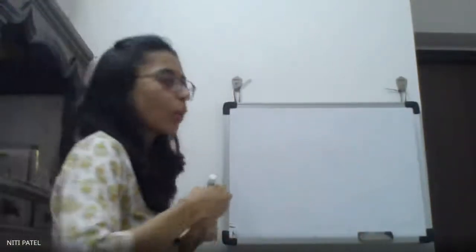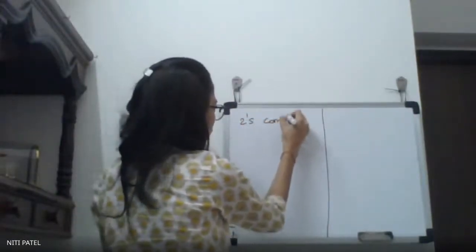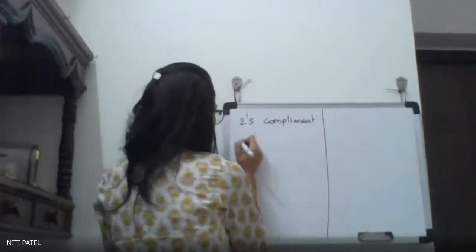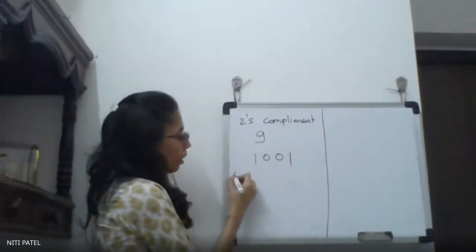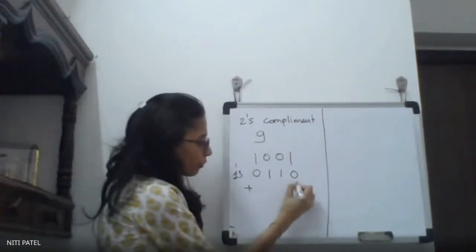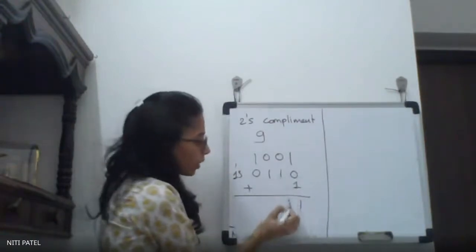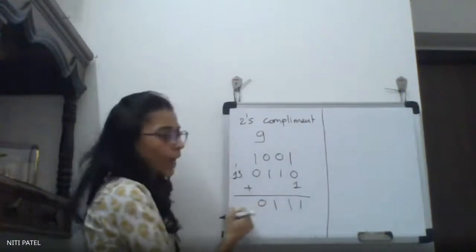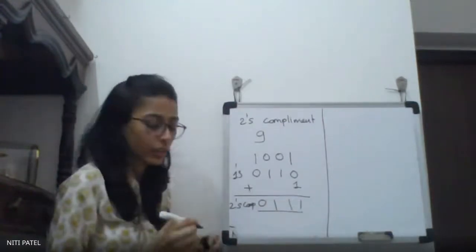Now, how do you calculate 2's complement? You add 1 to the 1's complement to get the 2's complement. So I have a number 9 where the binary of 9 is 1, 0, 0, 1. The 1's complement is 0, 1, 1, 0. When I add 1 to it, what is 0 plus 1? 1. 1 copied as it is, 1 copied as it is, 0 copied as it is. So the 2's complement of 9 is 0, 1, 1, 1. Is this correct?